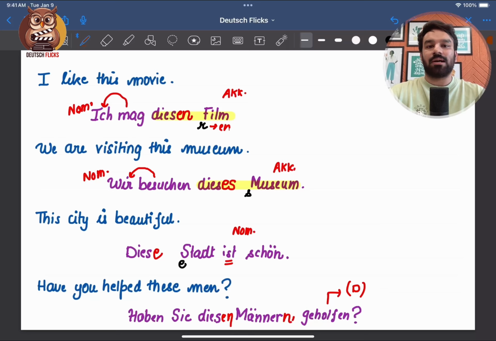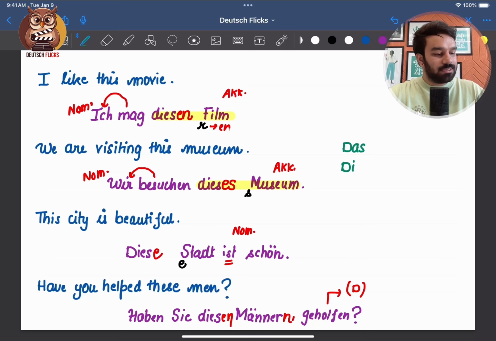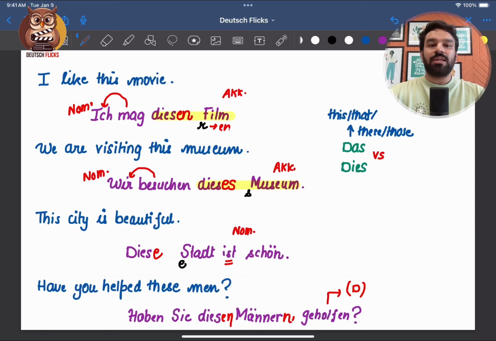Also, many students have this doubt. They get confused between two words. First one is das, and second one we have already discussed just now, diese. Now das, one meaning you already know, it is the in English, and it also means this, that, these, those. So what is the difference between them? Das and diese. So we use das when we want to generalize.